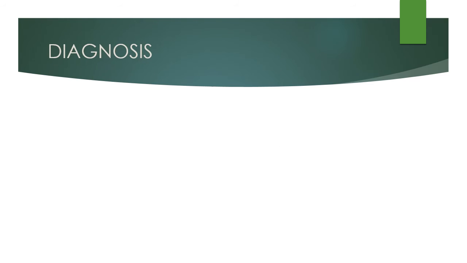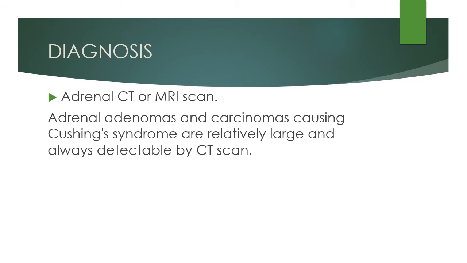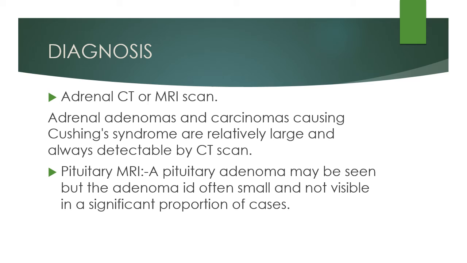Diagnosis: adrenal CT or MRI scan. Adrenal adenomas and carcinomas causing Cushing's syndrome are relatively large and always detectable by CT scan. Pituitary MRI: a pituitary adenoma may be seen, but the adenoma is often small and not visible in a significant proportion of cases.